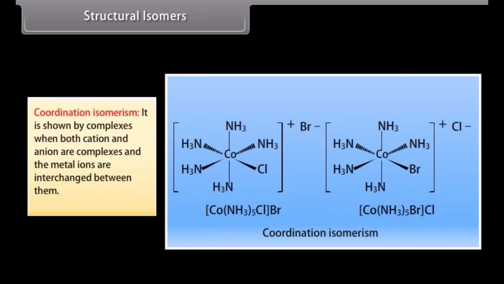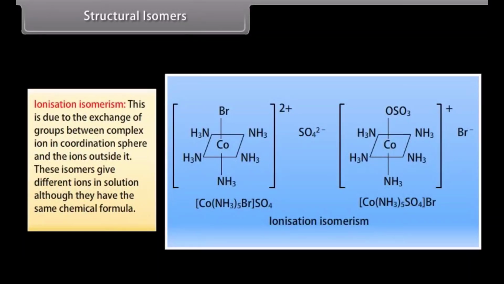Coordination isomerism. It is shown by complexes when both cation and anion are complexes and the metal ions are interchanged between them. Ionization isomerism. This is due to the exchange of groups between the complex ion in the coordination sphere and the ions outside it. These isomers give different ions in solution although they have the same chemical formula.